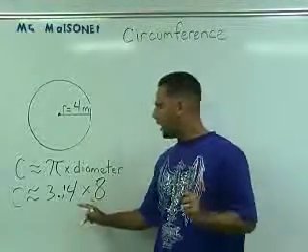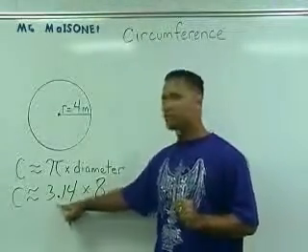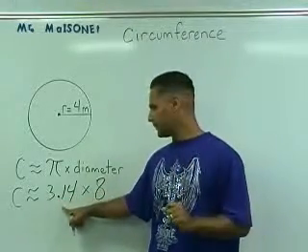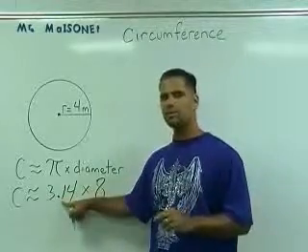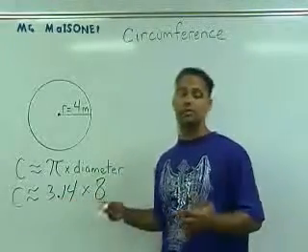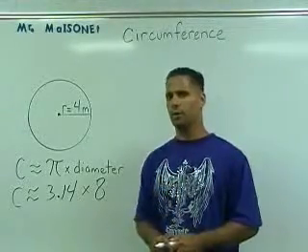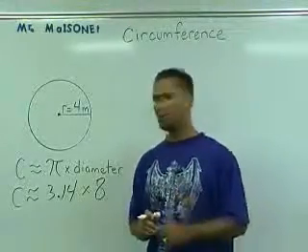Now before we do though, understand that the value of pi is just a little bit bigger than 3. So let's do an estimate before we get the actual answer. Well, because this is close to 3, I'm just going to estimate by doing 3 times 8, which is 24. So our final answer should be just a little bit bigger than 24. So let's see what our answer precisely is.